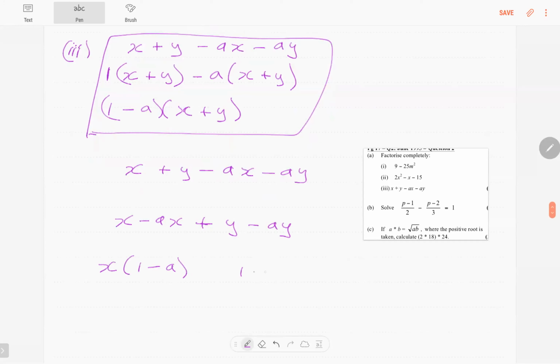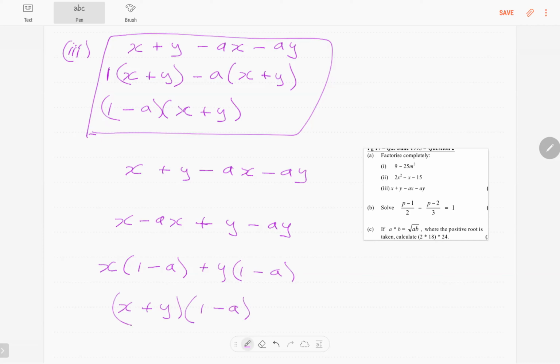You have to put back the 1 minus a over here, and then to get the minus a, you have to factor out y out here. Let's factor out the plus y. Plus y times 1 is this, and plus y times minus a is minus ay. And then it is this and that times that. And so it becomes x plus y times 1 minus a.